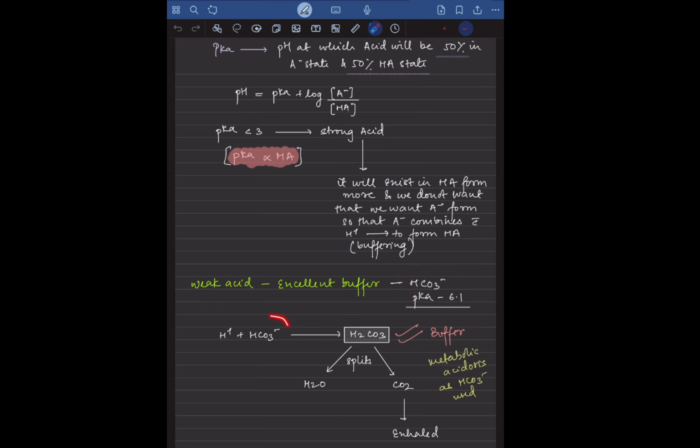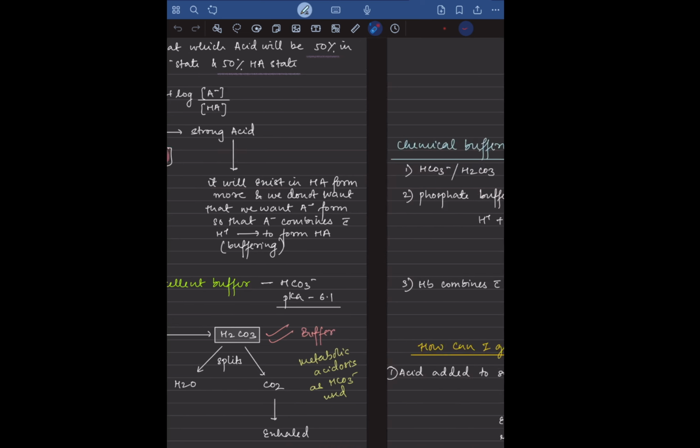So H plus combines with the bicarb, so that H2CO3 formation is there, and this will act as a buffer. And when it splits, there is H2O and CO2 which is released. We are all aware of that, right? And so there will be CO2 which will be exhaled out.